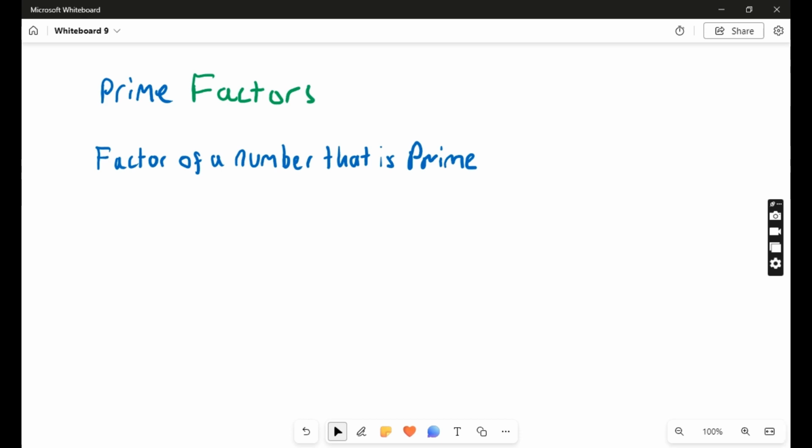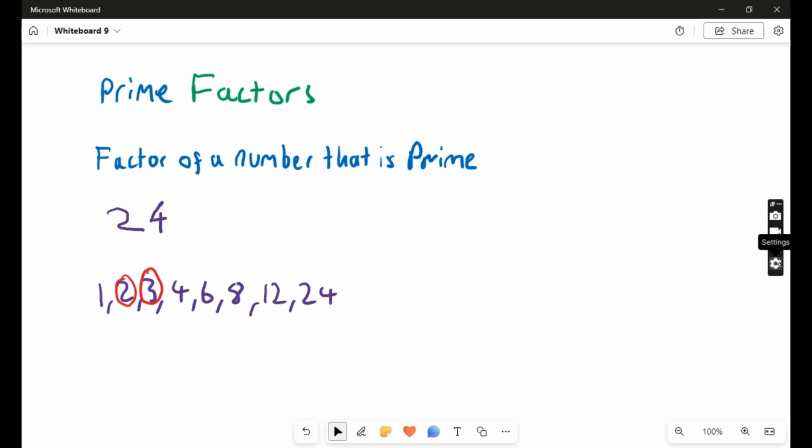So let's start off by trying to find some of the prime factors of the number 24. The factors of 24 are 1, 2, 3, 4, 6, 8, 12, and 24. Can you see which of these numbers that are factors of 24 are our prime factors? Our prime factors are 2 and 3, as these are the only factors of 24 that are prime numbers.